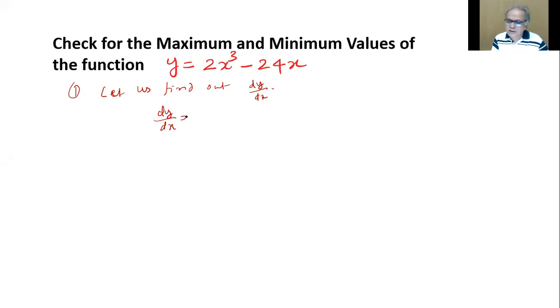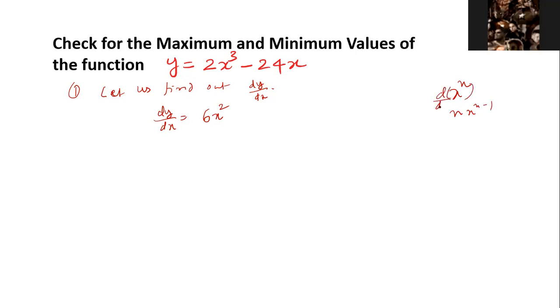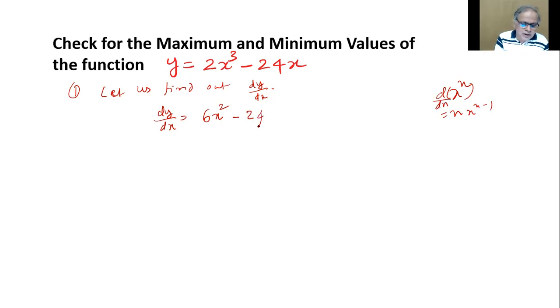It is 3x square. 3x square, isn't it? I hope everybody remembered this. X to the power n is n into x to the power n minus 1. And then minus 24. Now set it to 0. Why? Whether it is a maximum or minimum, dy by dx is 0. So 3x squared minus 24 equals 0, right?